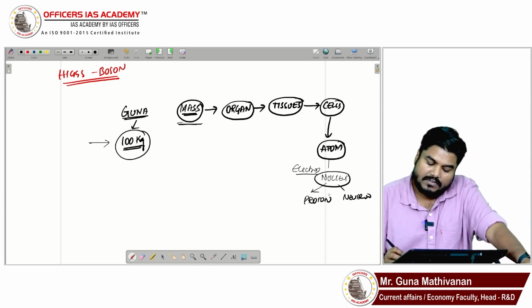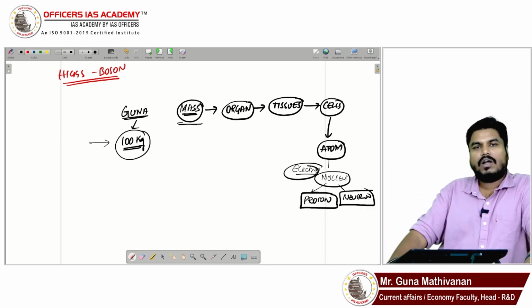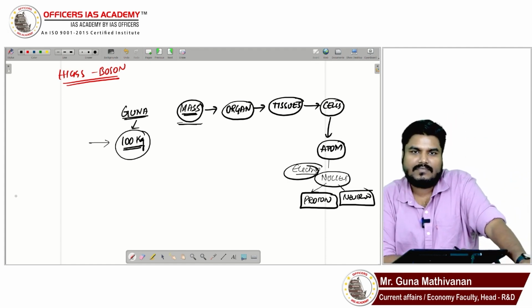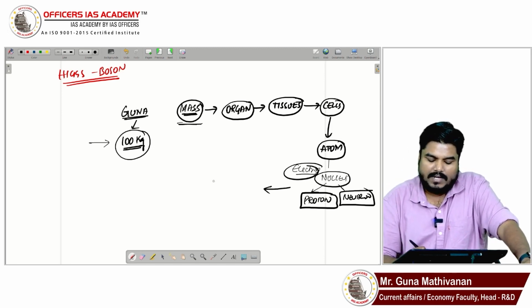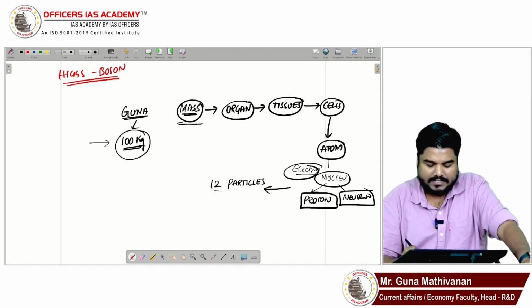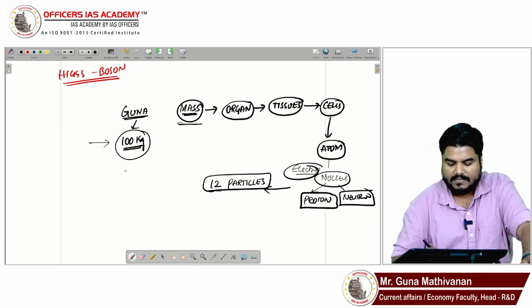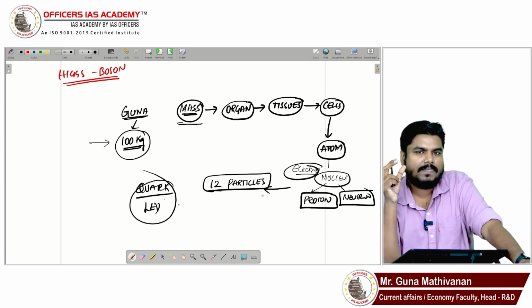Now, if you go further down, what is stuffed inside proton? What is stuffed inside electron? What is stuffed inside neutron? Scientists were researching, and they were coming up with around 12 particles. We are calling it quark. They're calling it lepton, right? So around 12 particles. Let's not go into the technical aspect. I'm limiting my discussion from the exam point of view only.